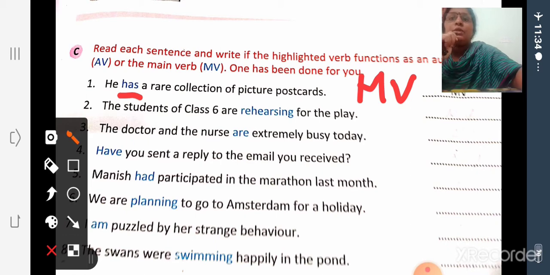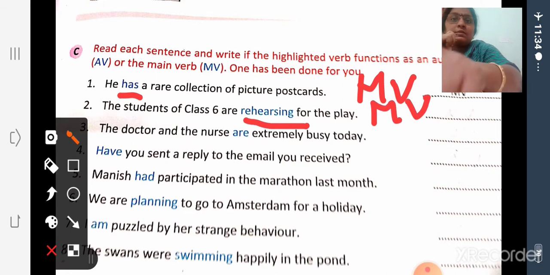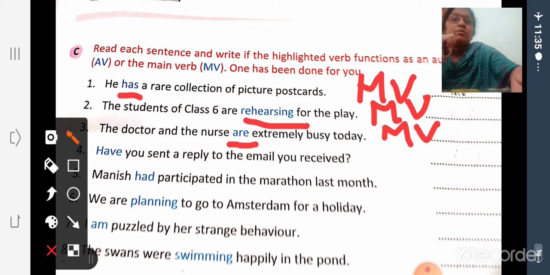Then, the students of class 6 are rehearsing for the play. So here the auxiliary verb are is used just before the main verb. Rehearsing is the main verb. The doctor and the nurse are extremely busy now. Are, so no other main verb here. So are is the main verb in the sentence.